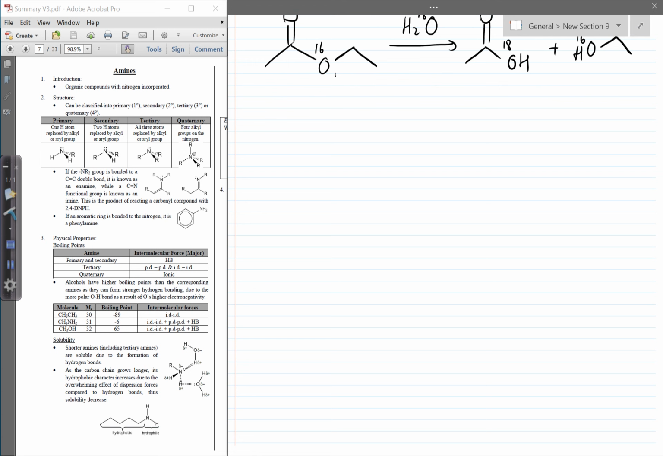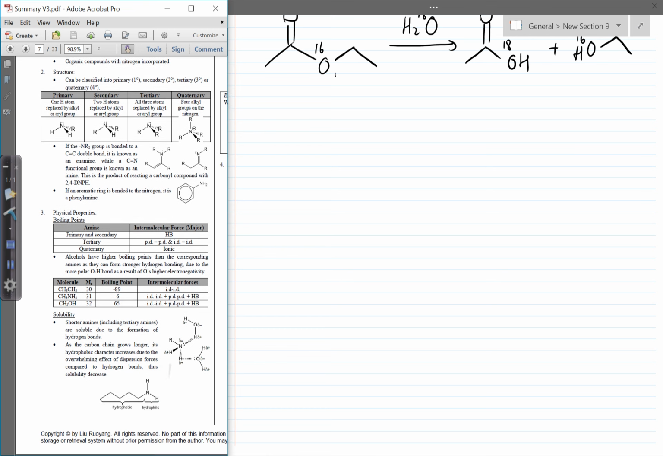Structures of amines can be classified into primary to quaternary, right? And there are some special structures below. The first one, which is conjugated with an alkene, is known as an enamine, because there's an ene and an amine. For C double bond N, it's called an imine, and you have seen it for your 2,4-DNPH product, right? That is known as an imine product. And you have your phenylamine as well.